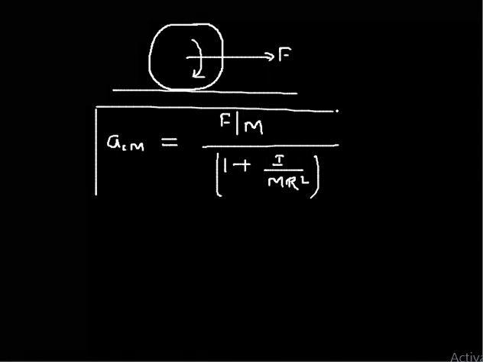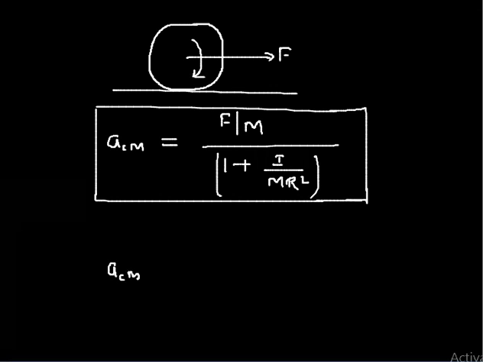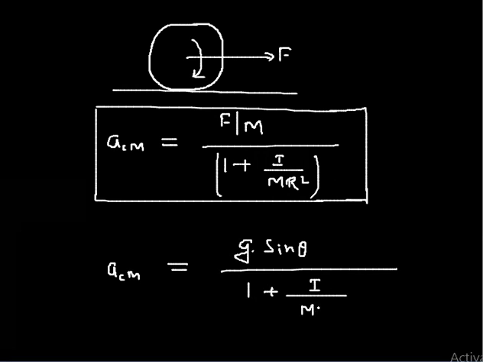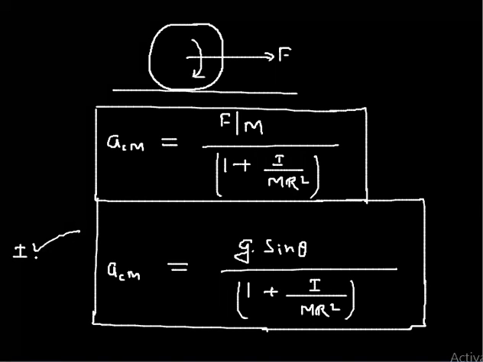And in another case, if the object is rolling over an inclined plane, the center of mass has acceleration equal to g sin theta upon 1 plus I upon mr square. And this I was definitely taken about its center of mass. Whatever structure we had, we have always calculated this I with respect to the center of mass.